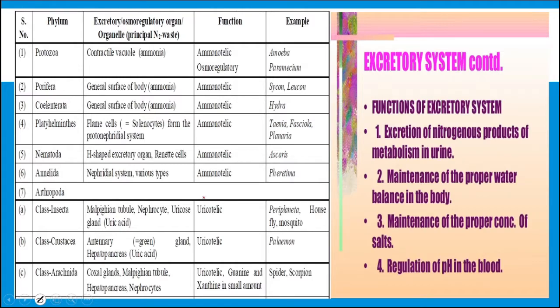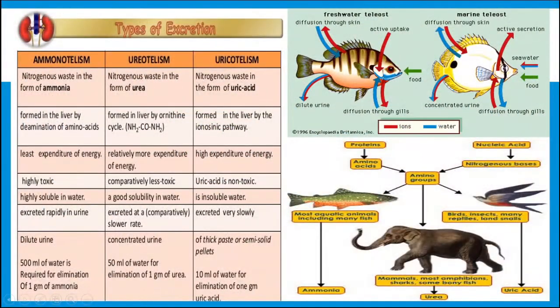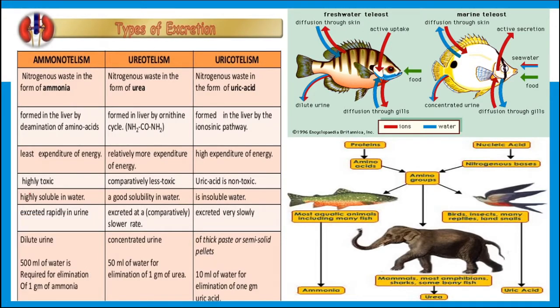So in this way they are involved in these processes, and they are necessary for the elimination of toxic materials, so that they should not accumulate inside the body. There are different types of excretion depending upon which substance is eliminated or excreted outside the body. There are mainly three types of excretion, that is ammonotelism, ureotelism, and uricotelism.